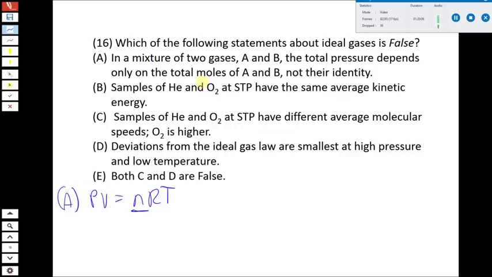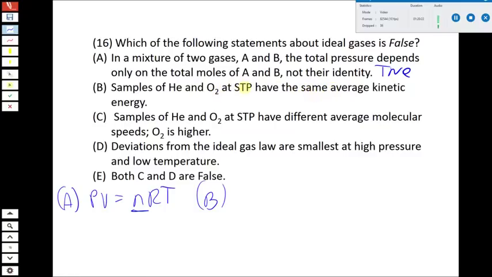So this statement is going to be true. So we're not going to count that one as one of our false statements, which is what we're looking for here. All right, choice B. Samples of helium and O2 at STP have the same kinetic energy.